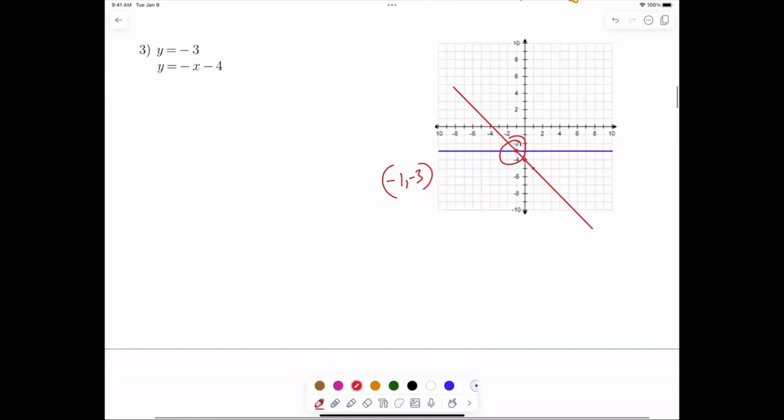Now go to your calculator, type in y equals negative 3. And y equals negative x minus 4. I don't know how you're going to find a point of intersection. Wait, to do y, do you just do x? Type in on your calculator, y equals negative 3. Like, you go to y equals. Oh, that's what it is. Then you type in negative 3. Then you go down to the second one and type in negative x minus 4.